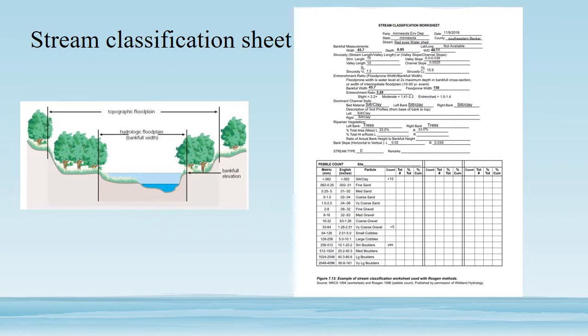If you see from the starting, the bankfull measurement is 45.7 feet and the depth is 0.5. Sinuosity stream length value, which is stream length is 15 and the value is from 0.0 to 0.039, and valley length is 10 feet. Channel slope is just 0.05.